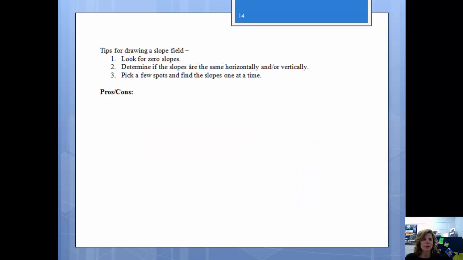Okay, tips for drawing a slope field. If the problem asks you to draw a slope field, you're just going to draw those mini slopes. And again, when you put them all together, it makes a picture of what your answer is going to look like. The first thing that I like to do is look for 0 slopes. So is there any place where the derivative or the slope is going to equal 0? Like if I had dy dx is equal to x plus 2, I would look at where my answer would end up equaling 0. When would the slope equal 0?